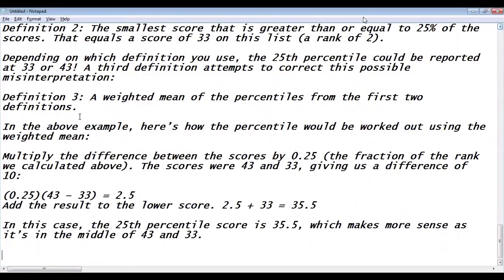So add the result to the lower score. The lower score is 33. So 2.5 plus 33 is 35.5. This looks better than either 43 or 33. It's a weighted mean. So in this case, the 25th percentile score is 35.5, which makes more sense as it's in the middle of 43 and 33. All right, hope this is clear.